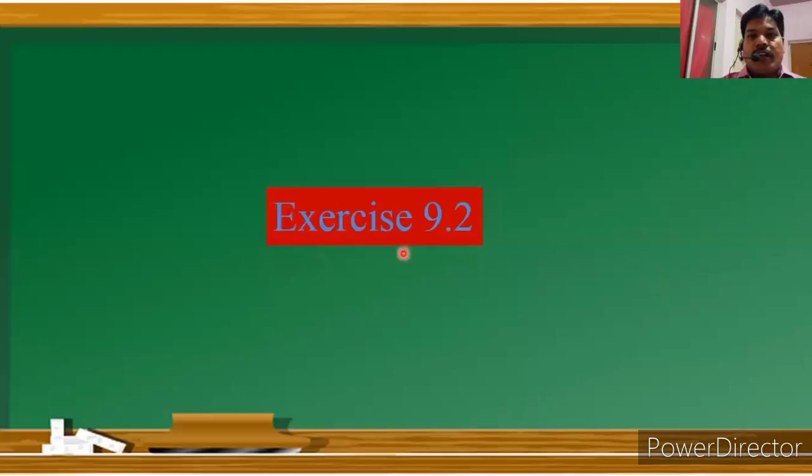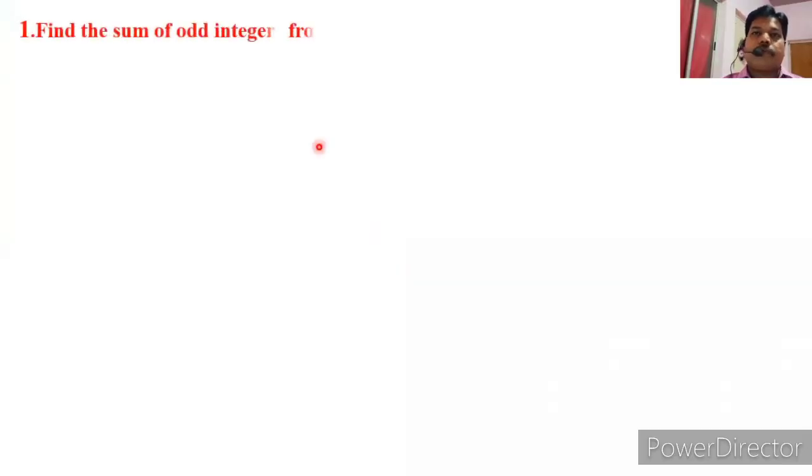See that one. Start the exercise 9.2. See the first question. Find the sum of odd integers from 1 to 2001. So what they are asking you: the odd numbers between 1 to 2001. You have to write all the odd numbers 1, 3, 5, 7, 9, 11 and so on, all these numbers up to 2001, and add all these numbers. They are asking what the sum is.